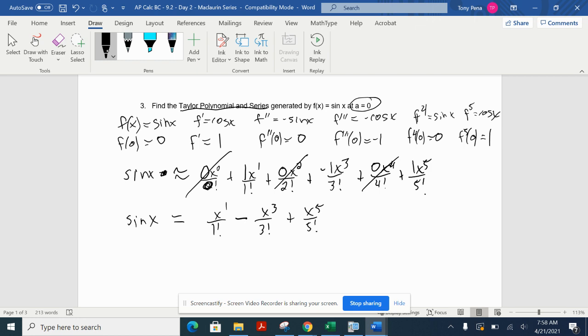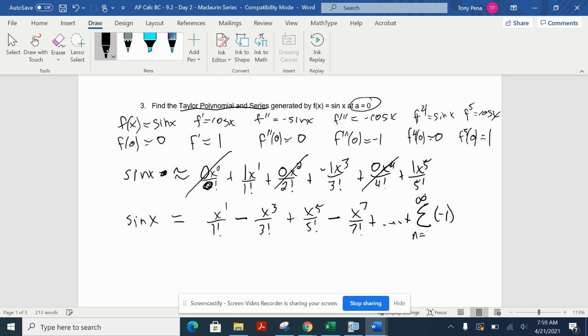If you kind of notice the pattern, we would see this is going to alternate. The next one would have been a minus. This would be an x to the 7th over 7 factorial. So now at this moment, see if you can come up with this. So you can pause me. I want you to try and figure that one out. But we're going to go to infinity.